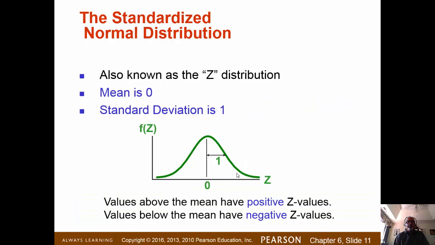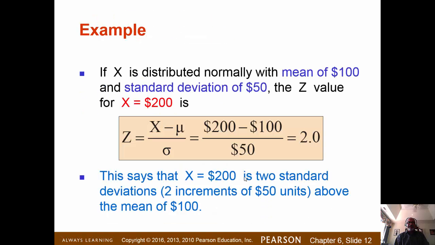Okay. So once again, the standard normal distribution. So 0 is the mean, standard deviation is 1. So all z values below the mean are negative values. All z values greater than the mean are positive values. So here is an example of how it is used.